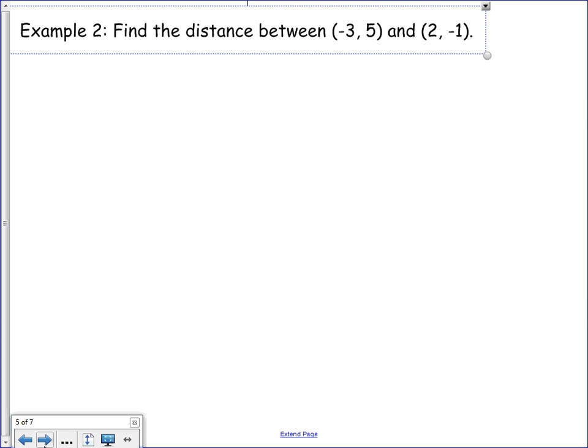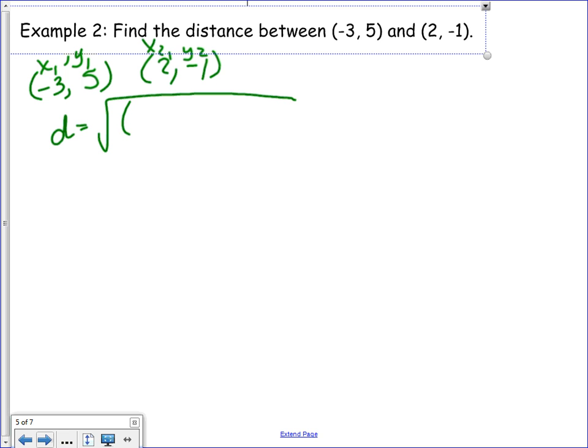Now we want to use that formula to actually find the distance between these 2 points. So we're going to let x1, y1 be that first set. So x1 is -3, y1 is 3, and x2, y2, the board's a little off, sorry, is going to be 2 and -1. Now, the distance formula is the square root of the difference of the x's squared plus the difference of the y's squared.